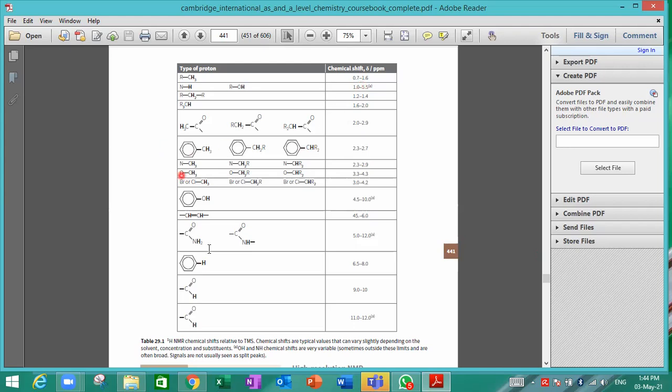Okay. If you have a benzene ring, then the hydrogens in the benzene ring appear in the chemical shift from 6.5 to 8. In my data booklet, it's written 7.3. It's in between 6.5 and 8. Okay, so you will adhere to your data booklet. Okay, Lara? Understand what I mean?